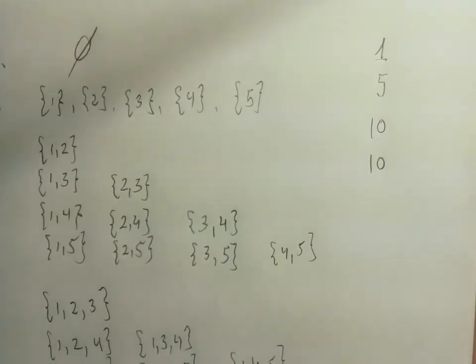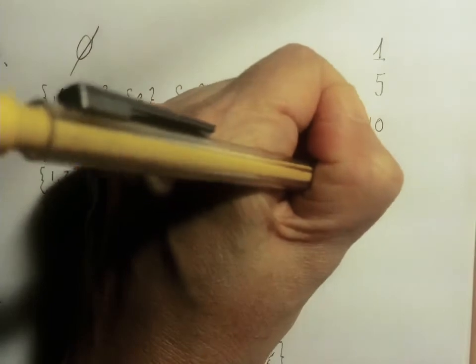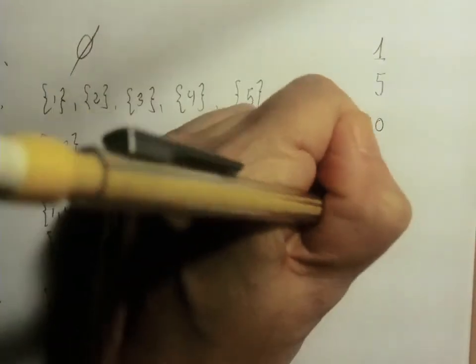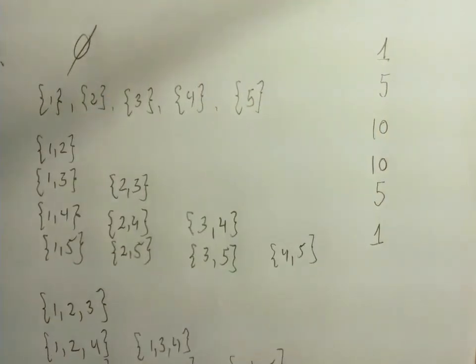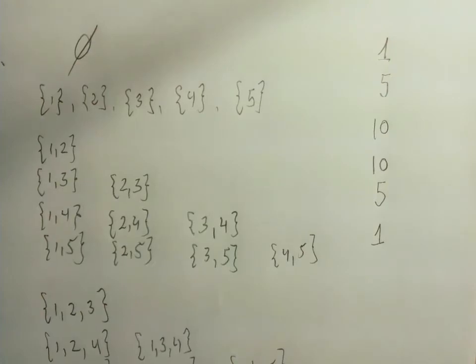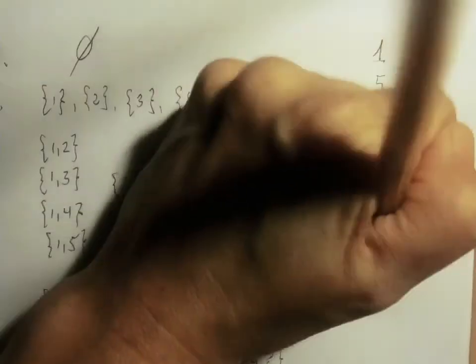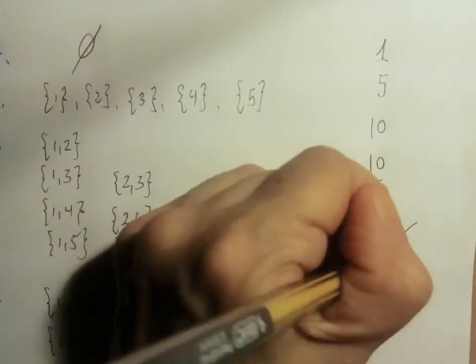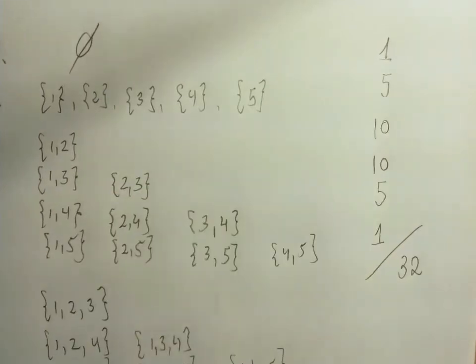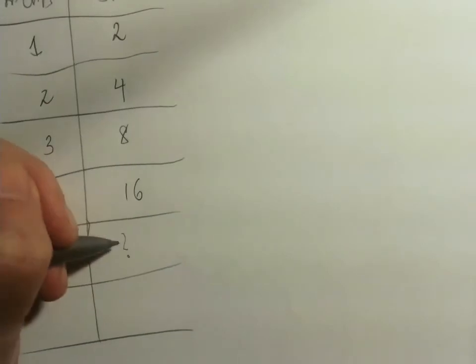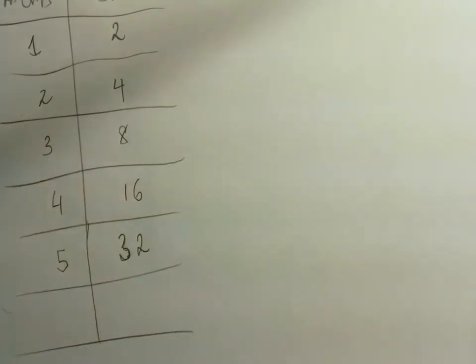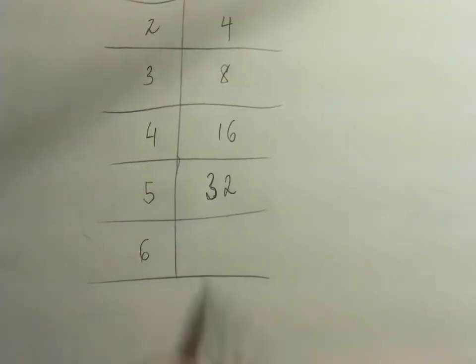The 4-element subsets, there were 5, and finally just 1 5-element subset. So we have 1, 5, 10, 10, 5, 1, which adds up to 32. So our suspicion was confirmed that if we move up to 5, the number of subsets is indeed 32. Will this keep? Will we get 64 next?